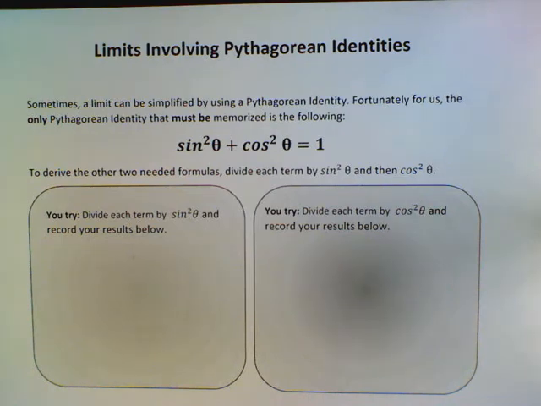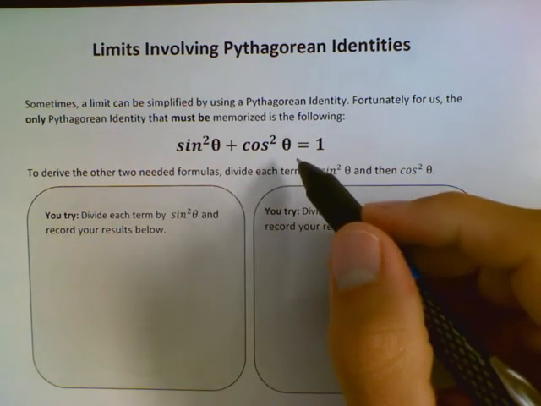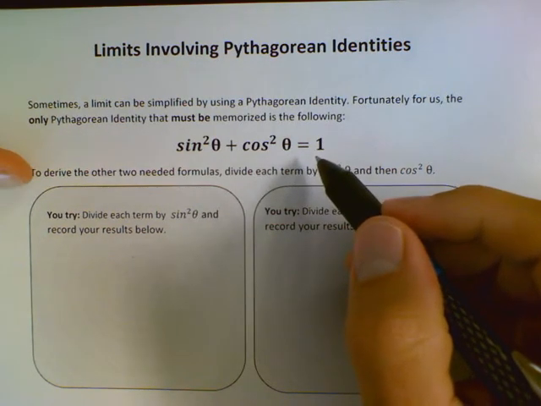Hi folks, thank you for joining me in this video about limits involving Pythagorean identities. So sometimes a limit can be simplified by using a Pythagorean identity.